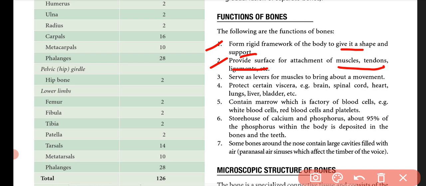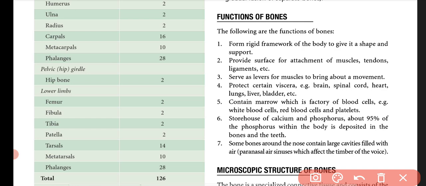Next is to serve as a lever for the muscles to bring about movement. It acts as a lever for the muscles to bring about any particular movement of the body. Next is to protect certain viscera, just like the brain.